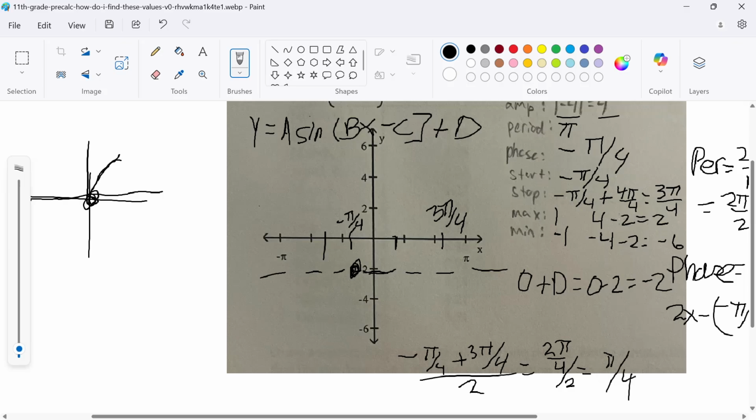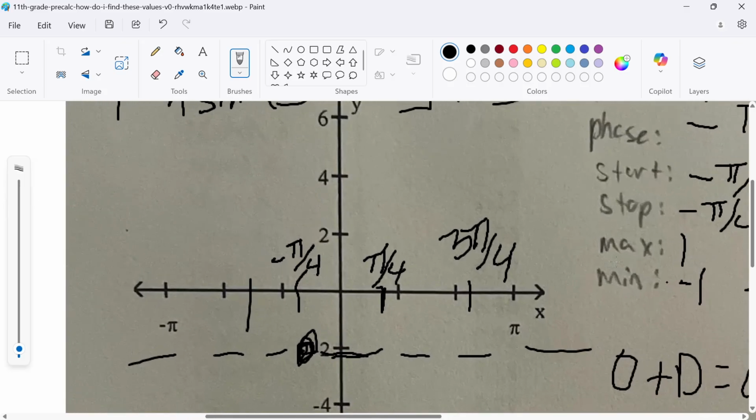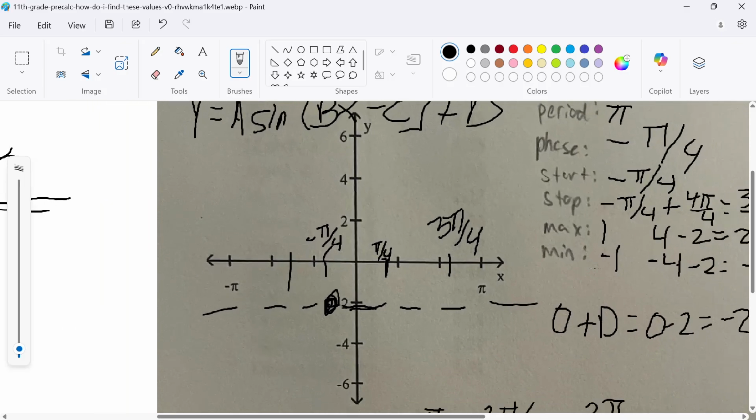Pi over 4 is here. And where's that going to be? Pi over 4 is going to be there, so I guess I'll put it here. Oh boy. Hold on, let me delete that one and I'm trying to make room. I'll put pi over 4. Okay, so that's the halfway point, and at the halfway point, it's going to return to the midline, so it's going to be at -2.